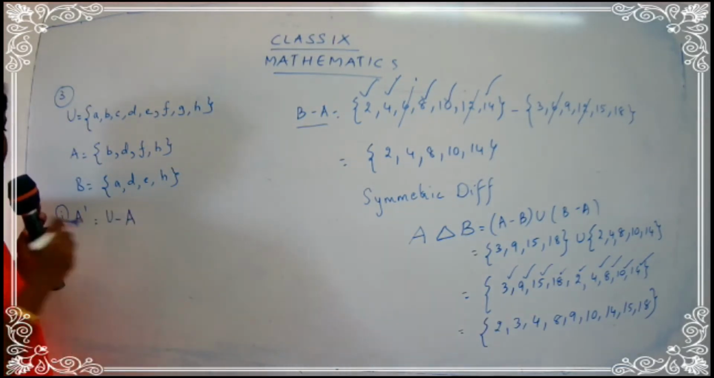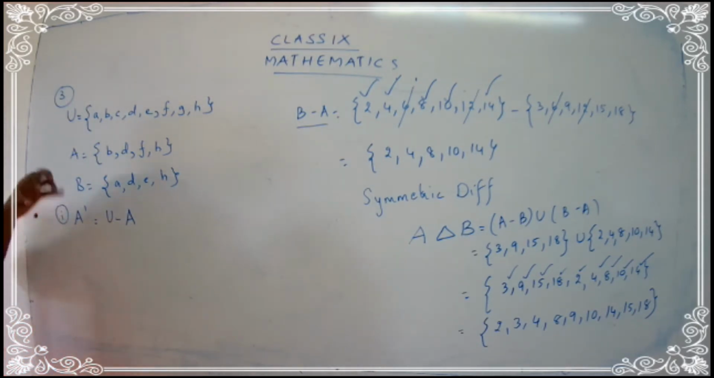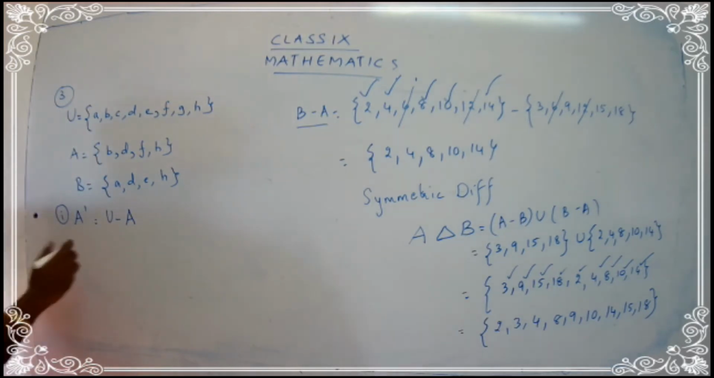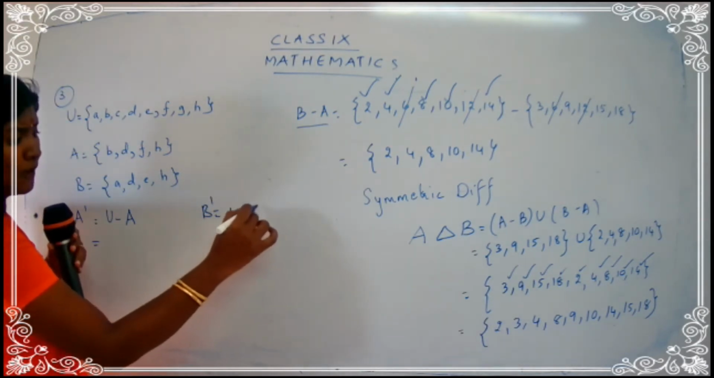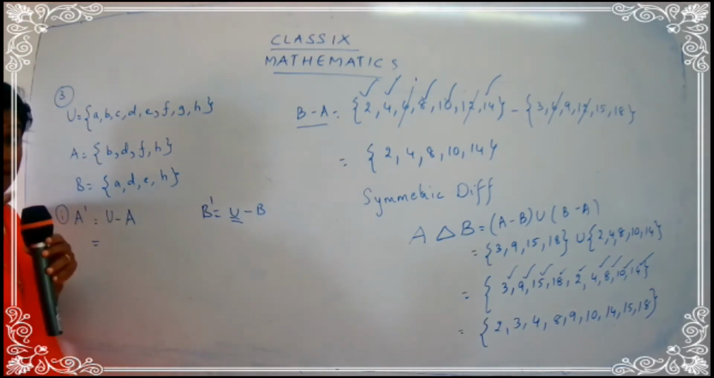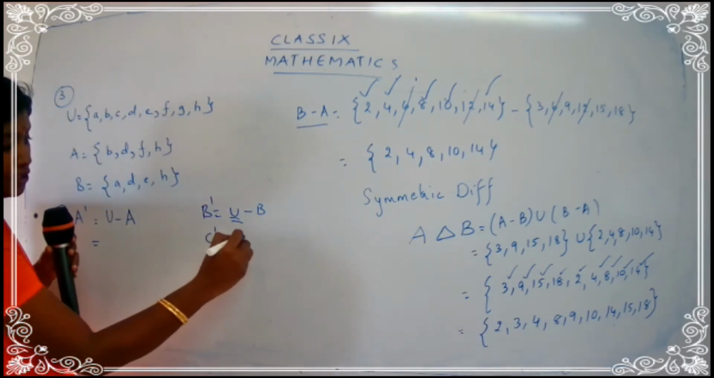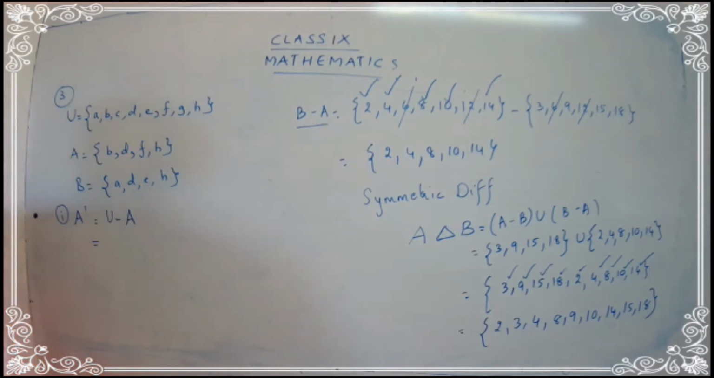Remember the formula, children? So how to find A dash? U minus A. We need U but we don't want A. Similarly for any complement: if it is B dash, it means U minus B. What is U? The universal set. And C dash means U minus C. It goes like this. So here we are going to find A dash. It's U minus A. What is the formula for A dash? U minus A.